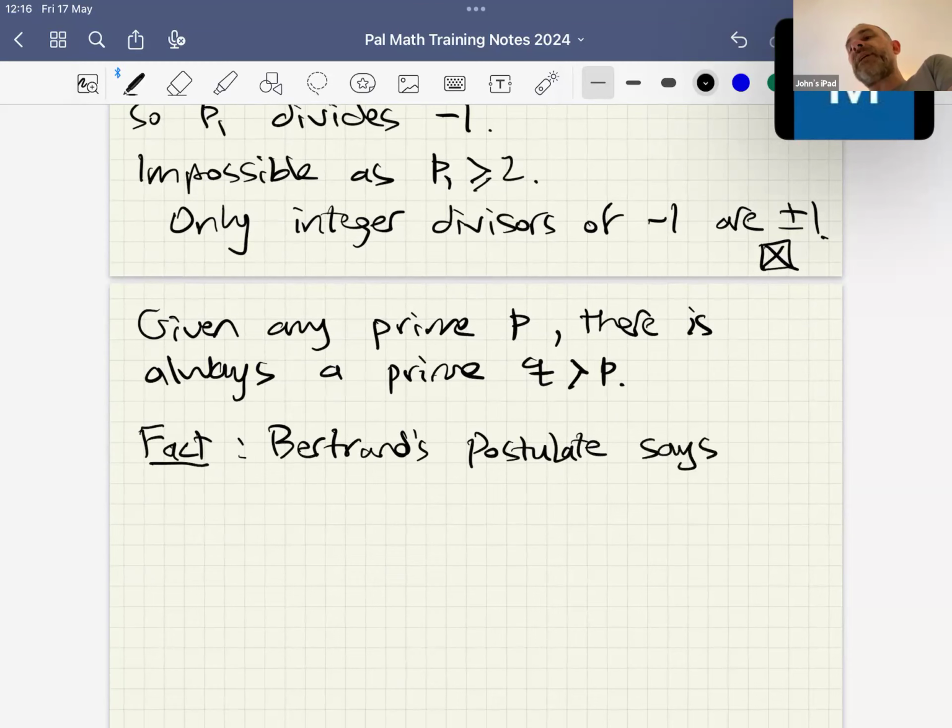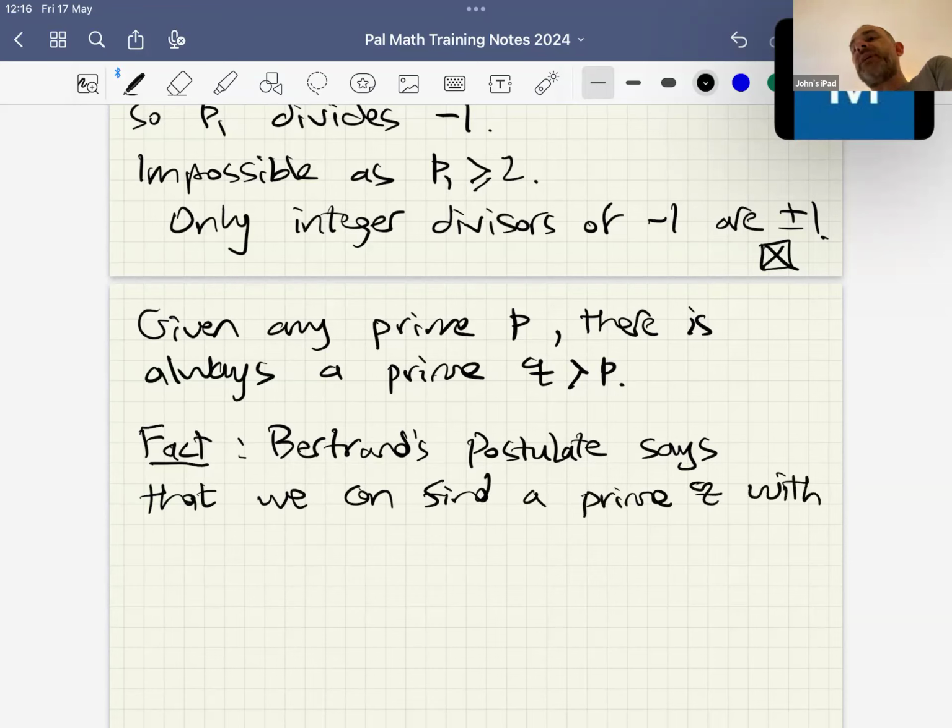says that we can find a prime Q with Q between P and 2P, or for any prime P.